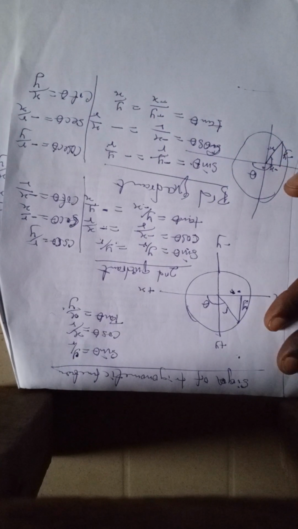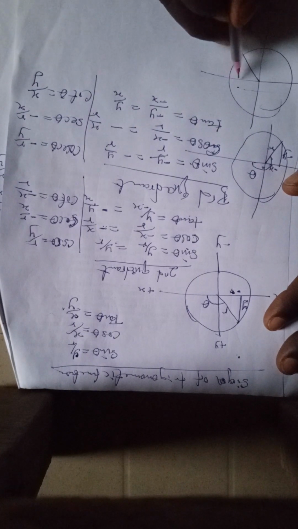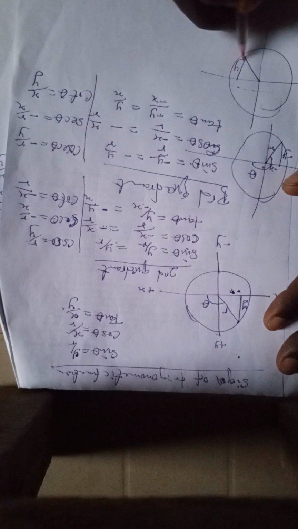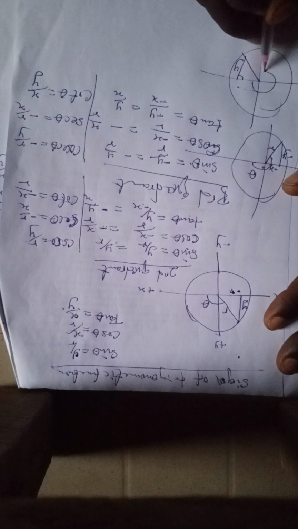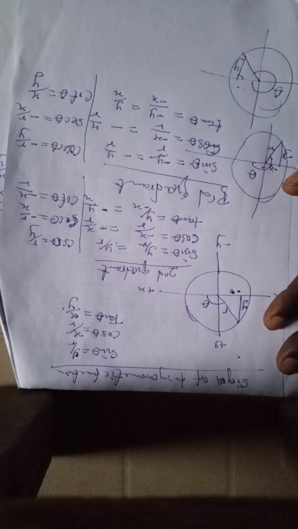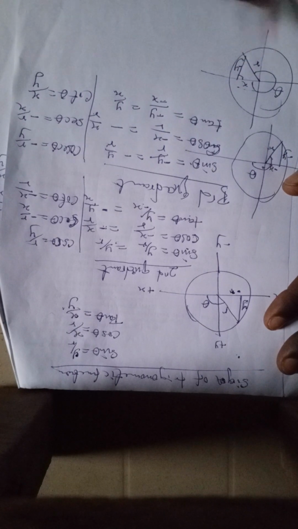Let's go to the fourth quadrant and see what happens. In the fourth quadrant, this is the radius r, this is x, and y is negative because we are below the x-axis. Theta is in standard position.